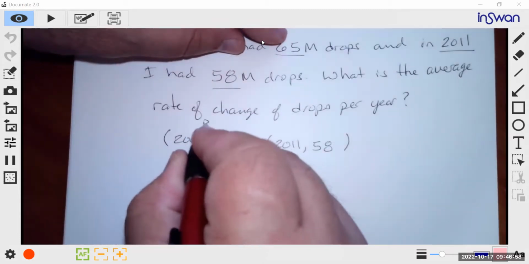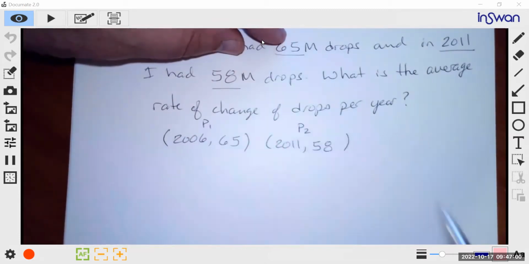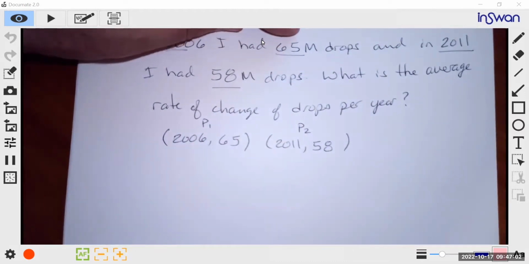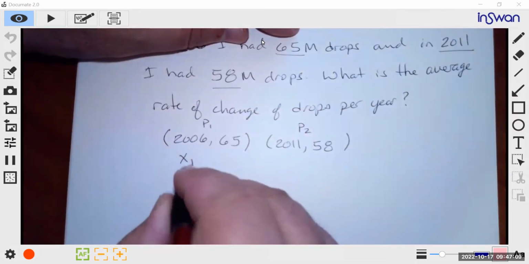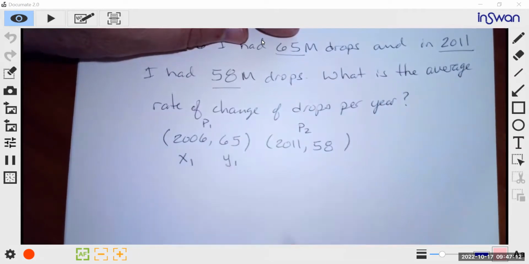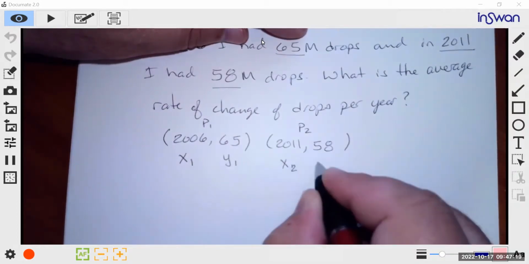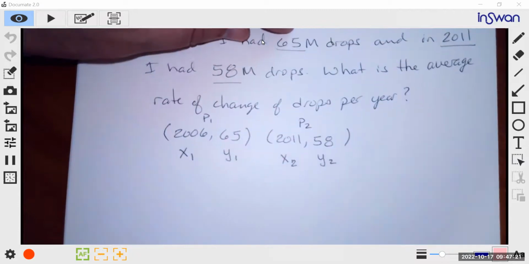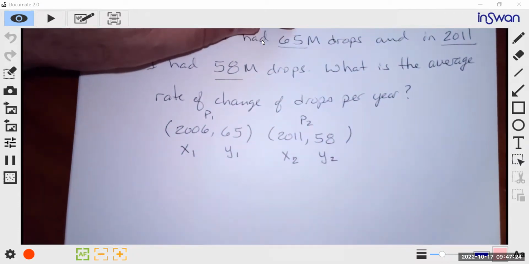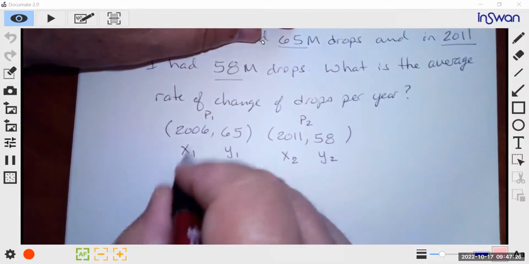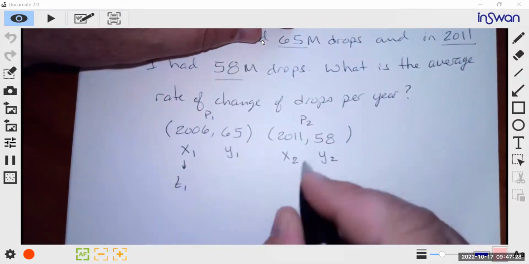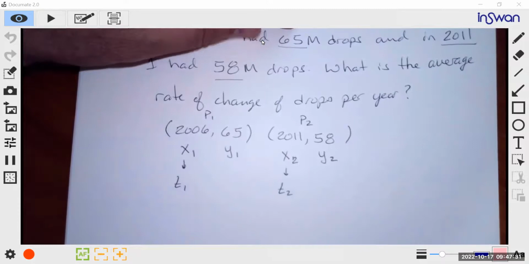So this is our first point. This is our second point in our graph. Every point has an x and y component. So this is the x component of the first point. This is the y component of the first point. The x component of the second, y component of the second. Since this is time, we can say it's time 1 and time 2.